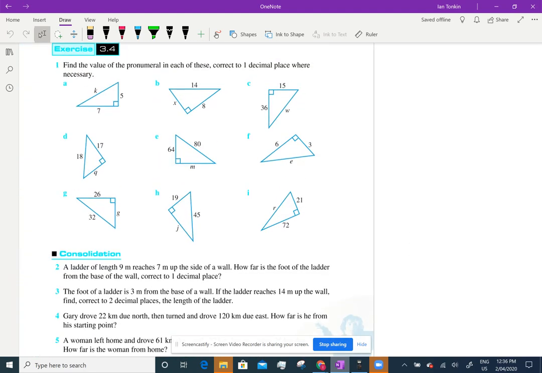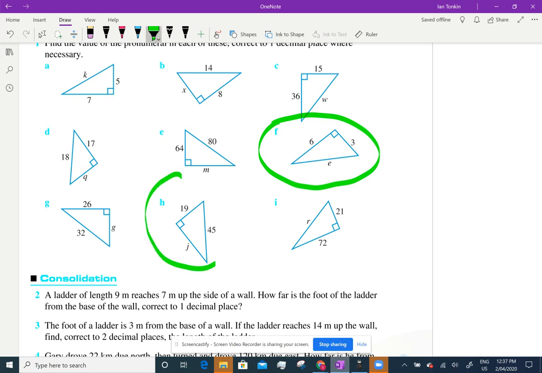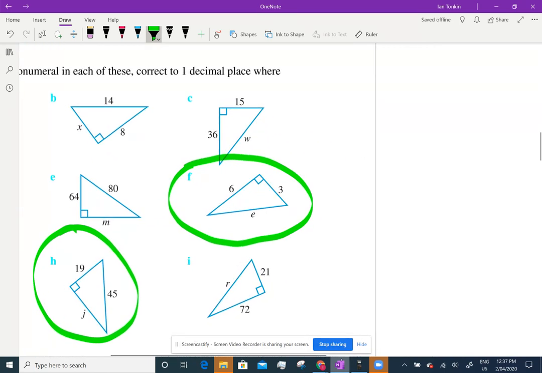And I said to do 1F, G, H, and I. Now, let's have a look. I'm going to do two of these. One's going to be a short side and one's going to be a hypotenuse. So I'll do 1F and I'll do 1H. All right? Now, let's have a look at 1F.